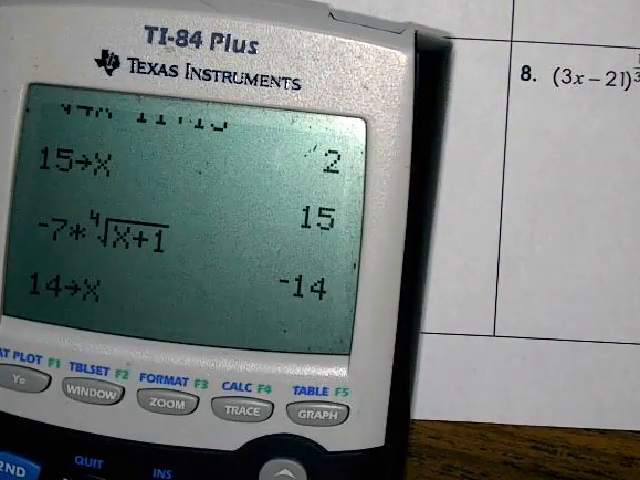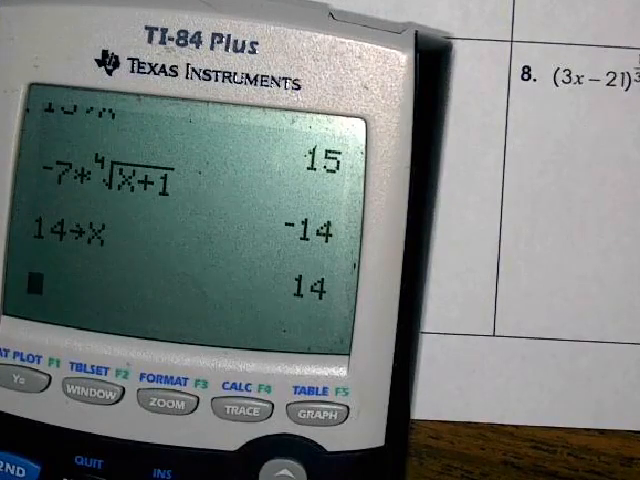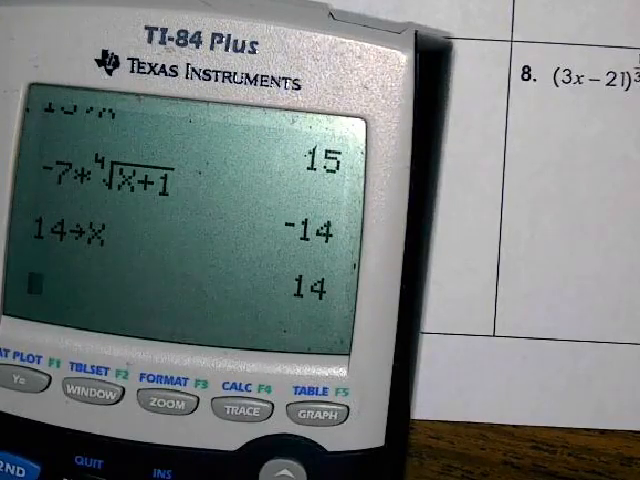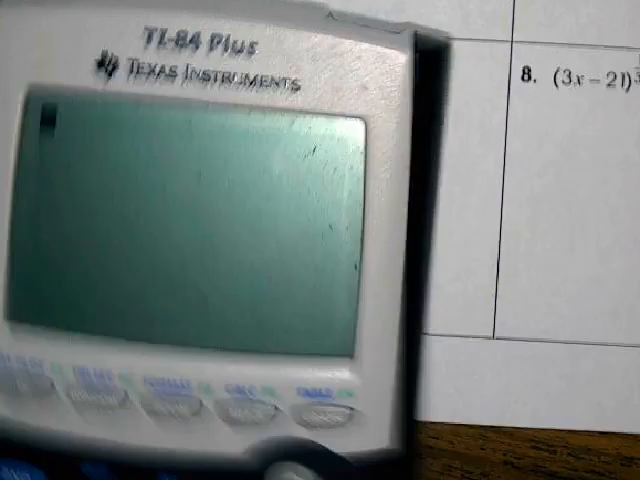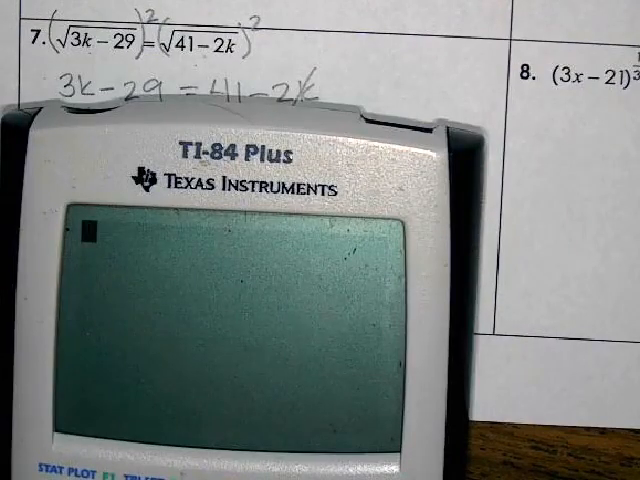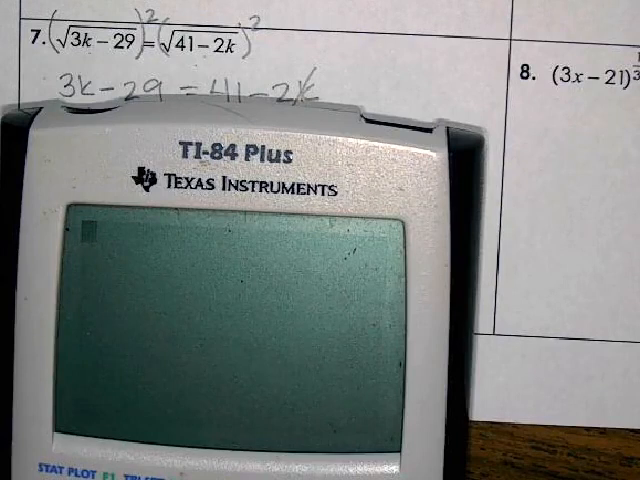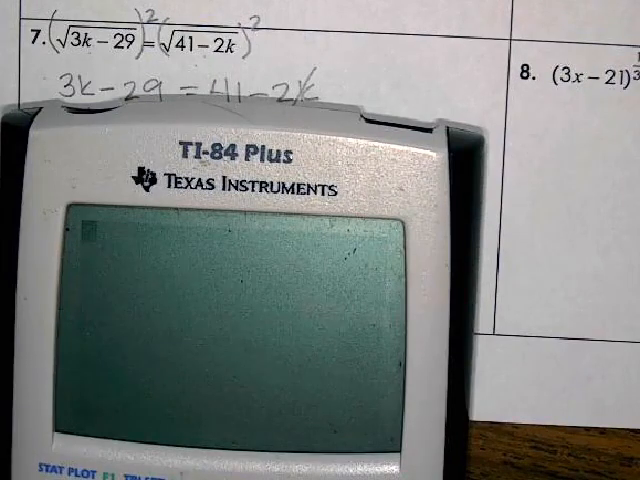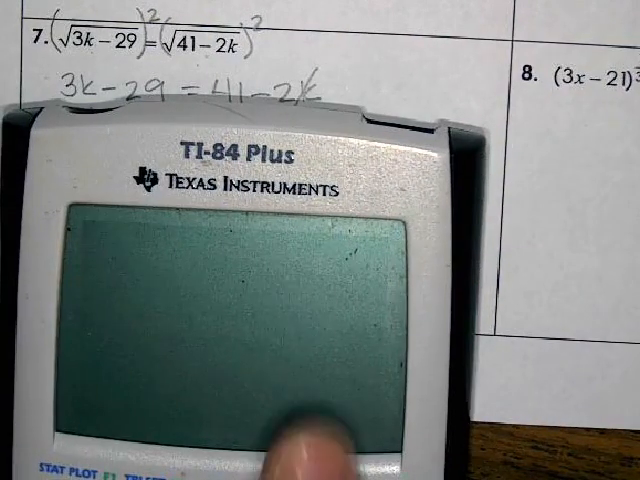Now this time we don't have the whole equation equals a number. We have a piece of the equation on the left side and a piece of the equation on the right side. So what we're going to do is type in the left side and see what it equals, decimal, whole number, whatever. We're just going to see what it equals. And then we're going to make sure that the right side equals the same thing. So I'm going to type in square root 3x minus 29.